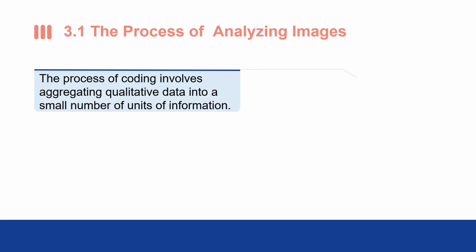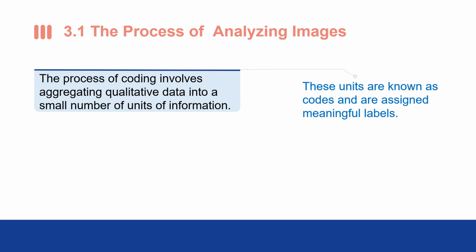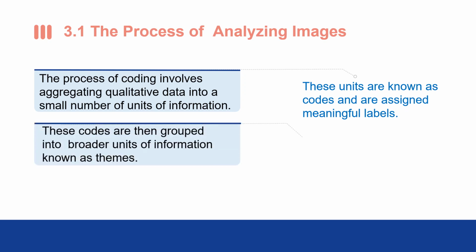Firstly, let's talk about the process of analyzing images. The process of coding involves aggregating qualitative data into a small number of units of information. These units are known as codes and are assigned meaningful labels. These codes are then grouped into broader units of information known as themes, which are discussed in Chapter 18.